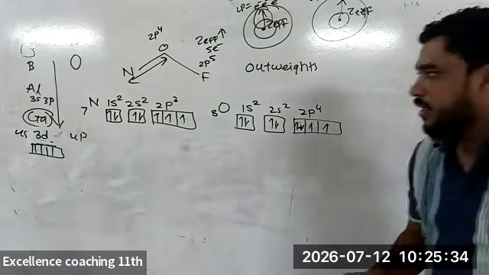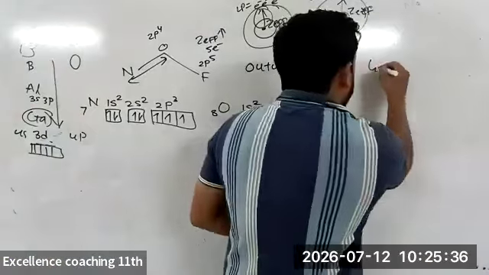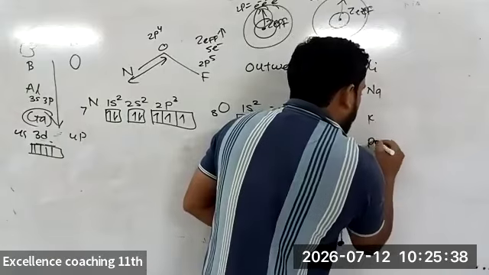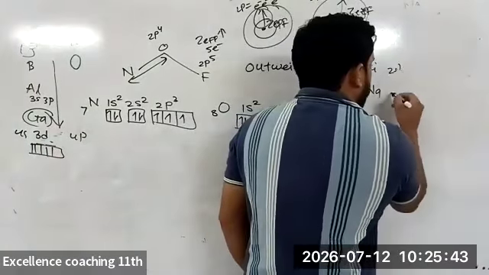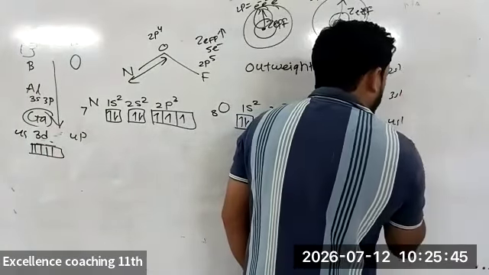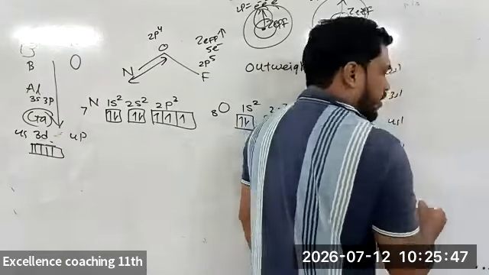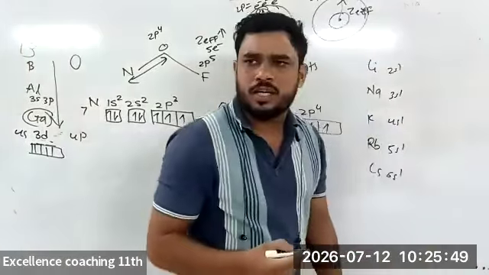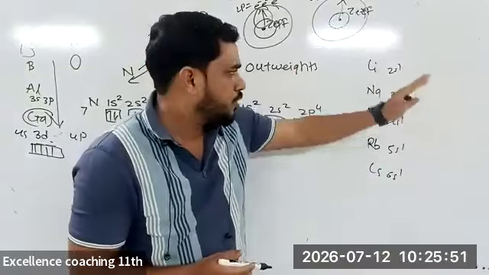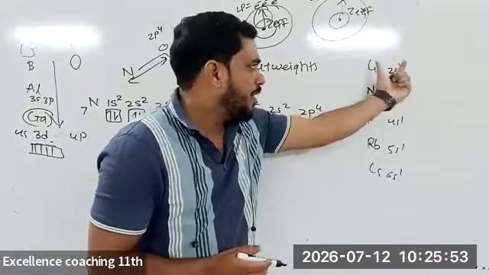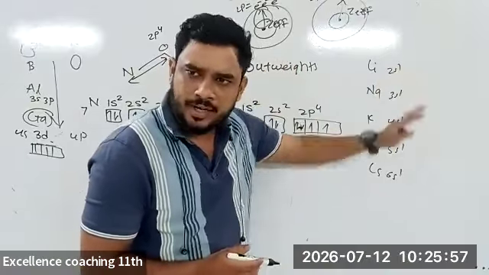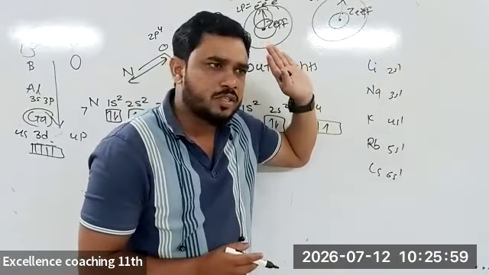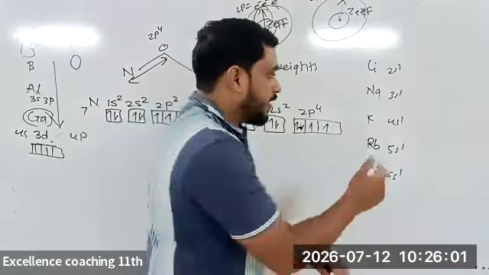Now see lithium, sodium, potassium, rubidium and cesium. This is 2s1, this is 3s1, this is 4s1, this is 5s1, this is 6s1. The outermost electron is in which shell? 2, 3, 4, 5, 6. How many electrons are there? One electron is there. So the shells increase, so atomic radius and atomic size should increase. But remember this.